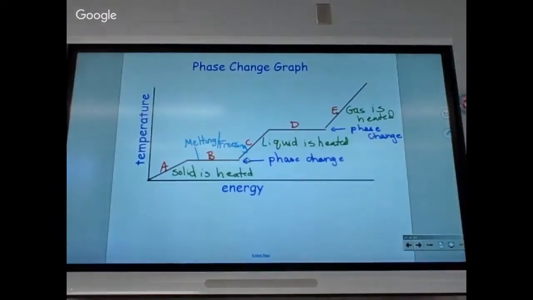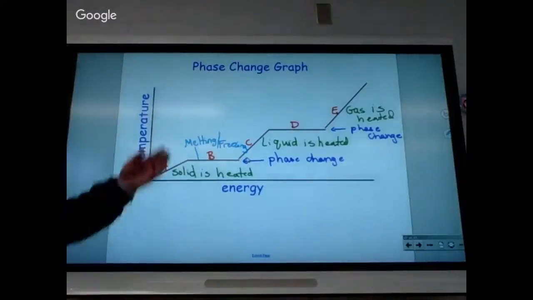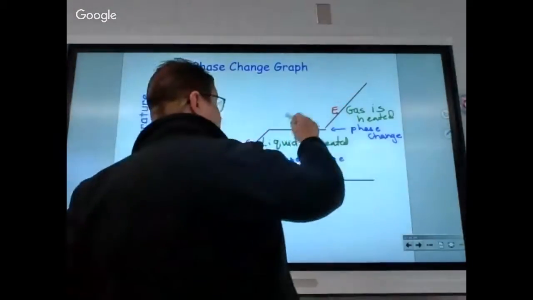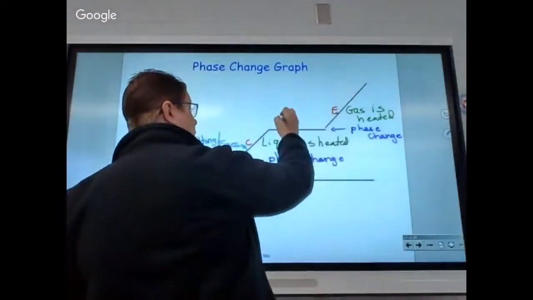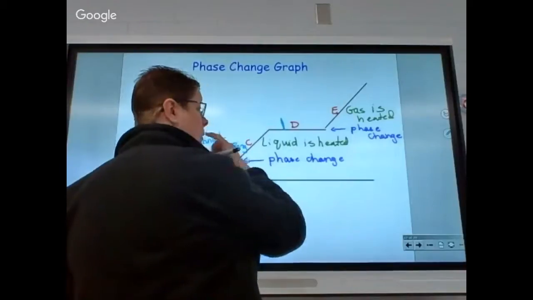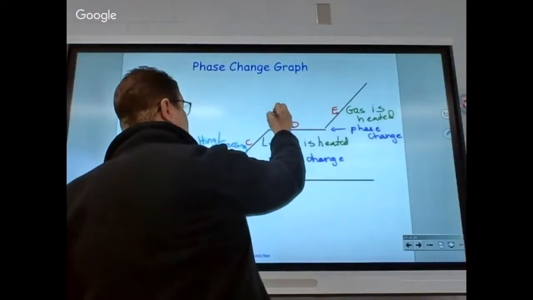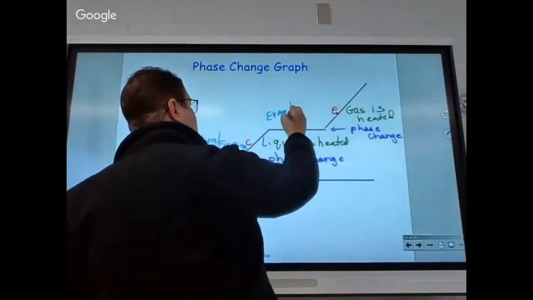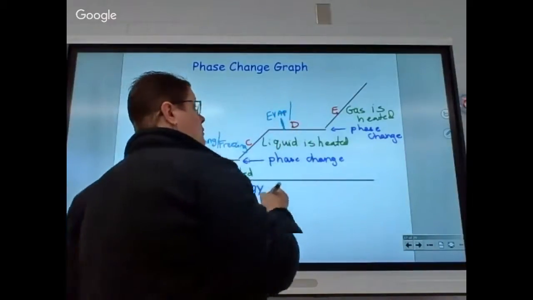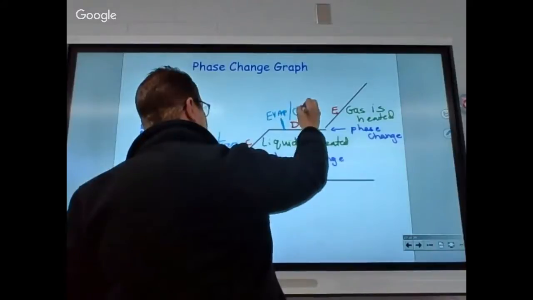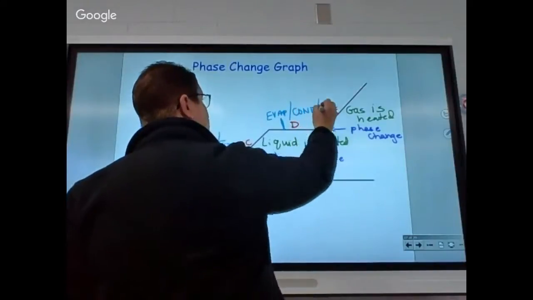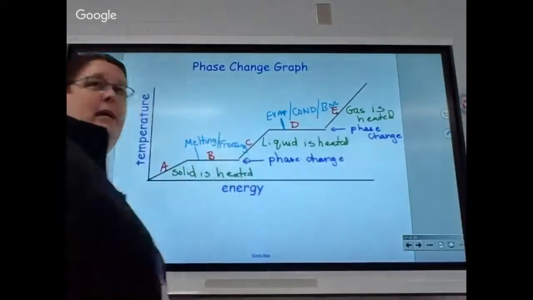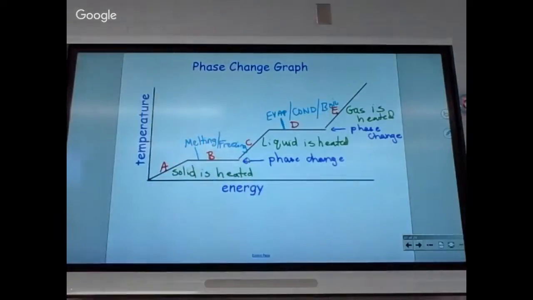So for D, we start as a liquid and we change into a gas, so this would be what phase change at D? Evaporation. I heard vaporization, that's fine. There's nothing wrong with it. What's the opposite of evaporation? Condensation and boiling. All of those fit for D. All three answers are correct.